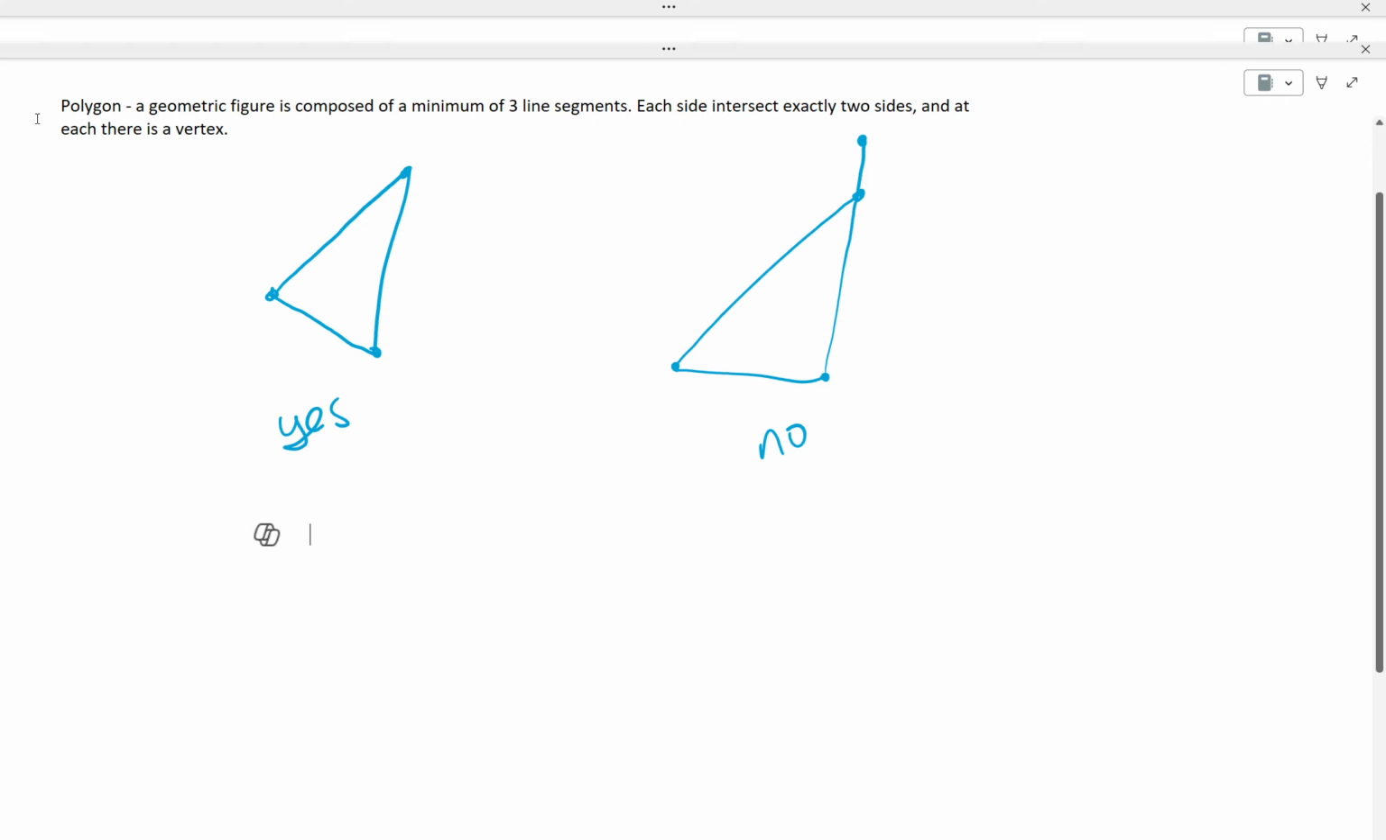Okay. How about this guy? I'm gonna give you guys a real fun one right here. Okay, line segment, line segment. So I have 1, 2, 3, 4 vertices. Question: is this a polygon? And guess what? The answer is yes.